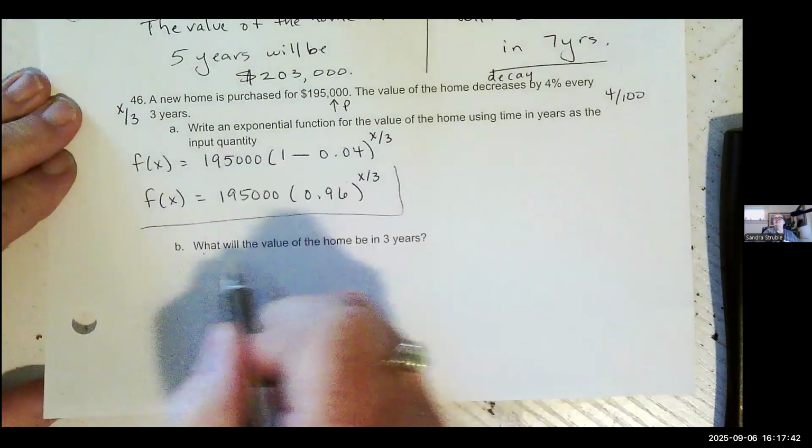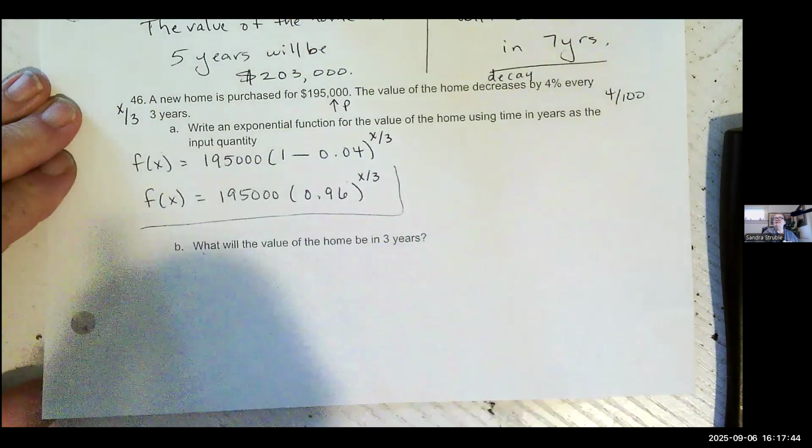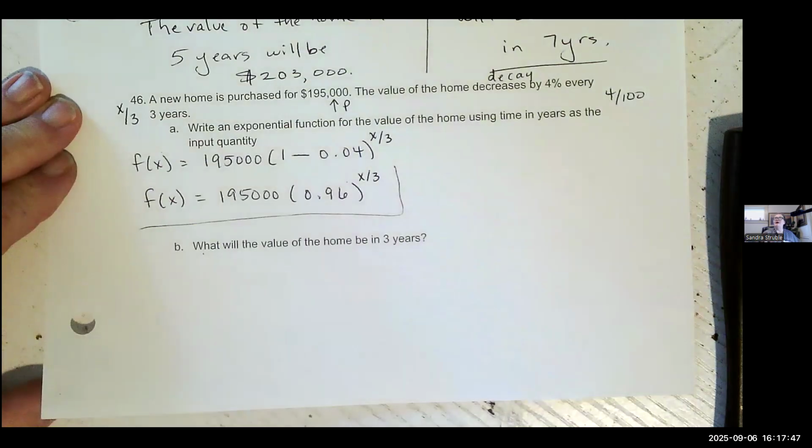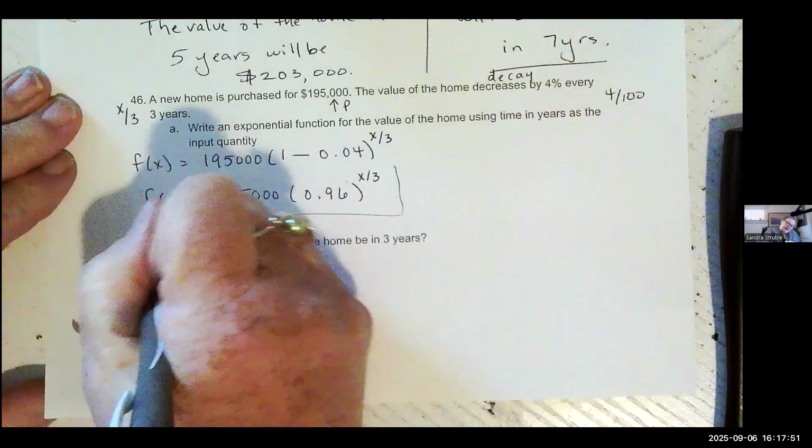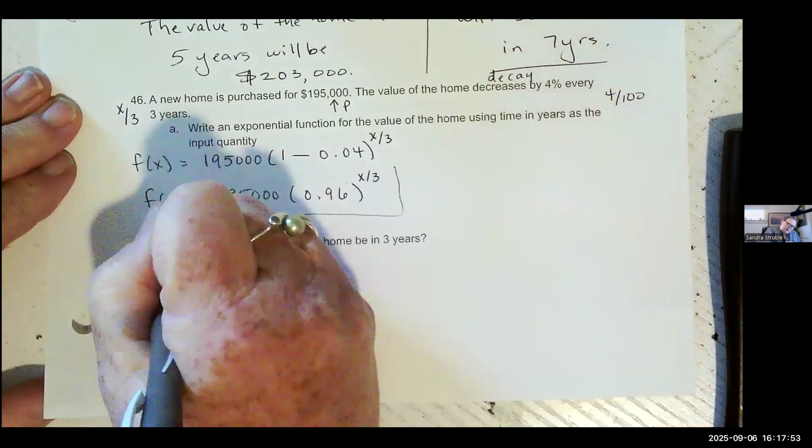But once you come down to what will the value of the home be in 3 years, you need parentheses so that you remember to put it in the calculator. If it's not written down, I'm not going to do it. So F of 3, this one's in 3 years. I hate we're using the same number. That's odd to me.